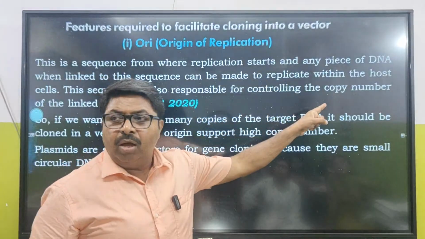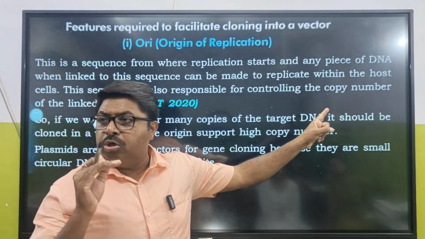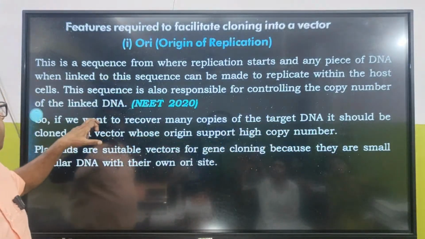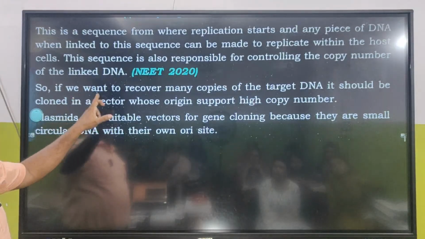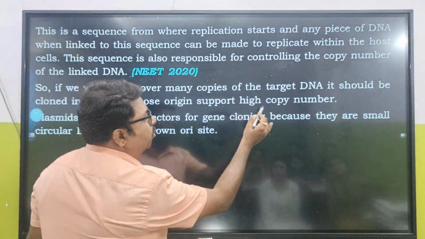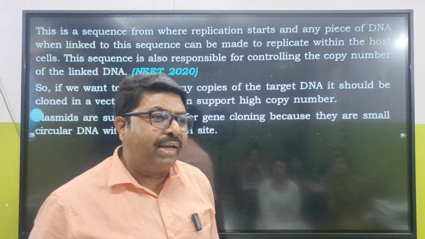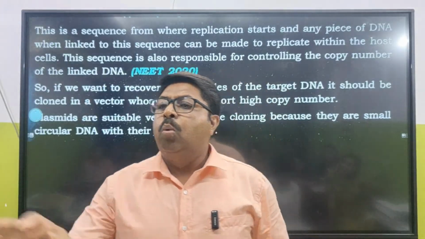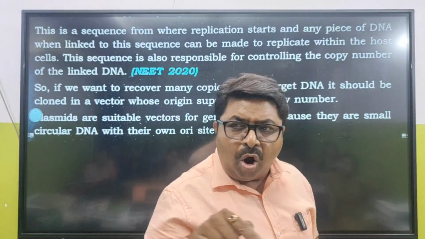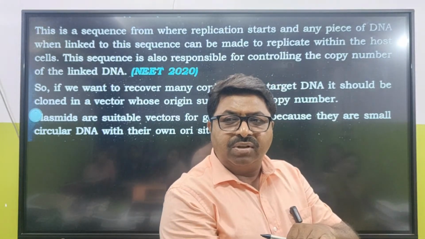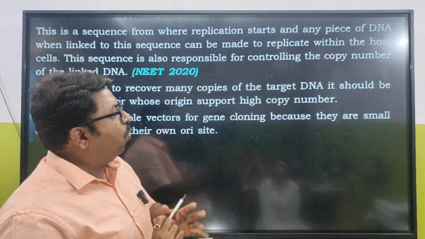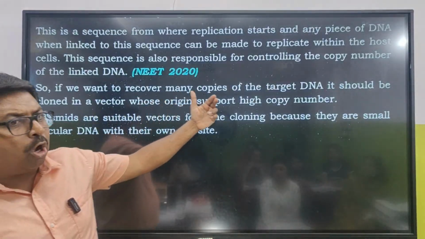So what is ORI? ORI also determines the number of copies to be made, controlling the copy number of the linked DNA. If you want to recover many copies of the target DNA, it should be cloned in a vector whose origin supports high copy number. So what kind of ORI are we going to take? When you make photocopies, after you have put the original there, you select how many copies you want. So the one which supports high copy number, that kind of ORI you are going to take.